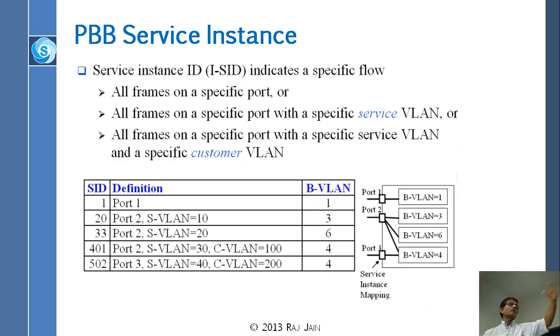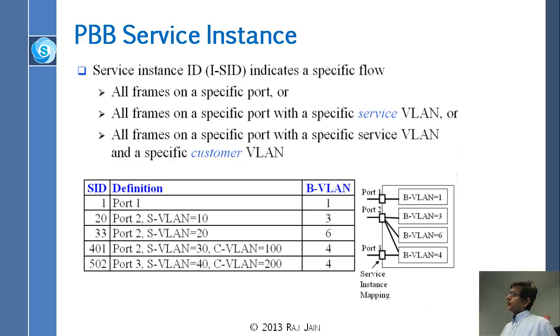Or we could go one more level inside the packet and see, okay, you have this service VLAN and you are coming from that customer of that carrier, you go on this wire. So we could go 3 levels deep and define a service. Here's an example. Anybody who is coming on port 1 goes to SID 1, and anybody who comes on port 2 with SVLAN 10 gets the service 20.